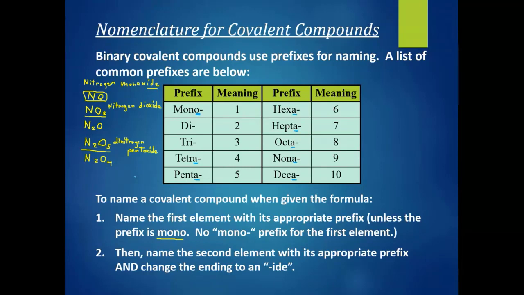But you want to know what's interesting? If you use tri or di with iodine, you still write it as triiodide. So it's not consistent. If it's iodine, you still use the double vowel. It's only with oxygen that you don't use the double vowel. It's weird. I don't know why they do that.